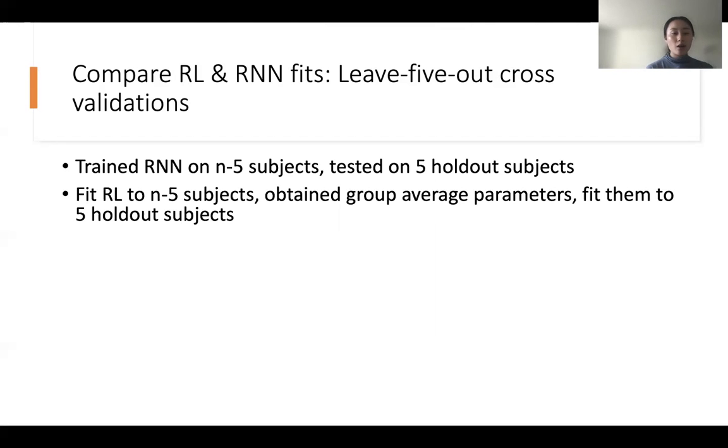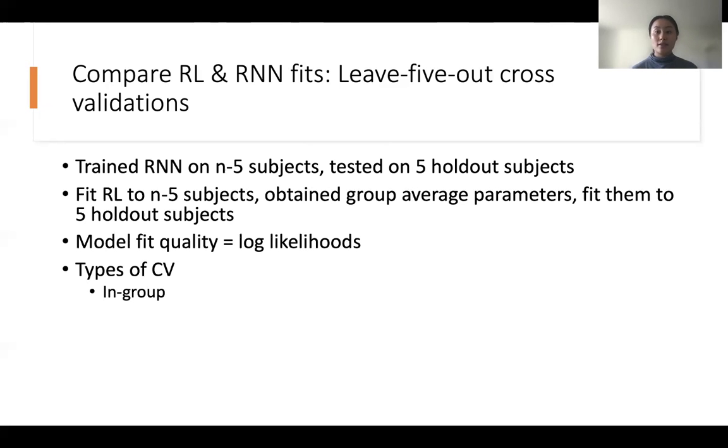For the RL, we did something similar. We took out 5 subjects, fit RL to each of the n-5 subjects, and then we average all the parameters together to get group average parameters, and then fit these parameters to the 5 holdout subjects. And the index for model fit quality was log likelihoods.